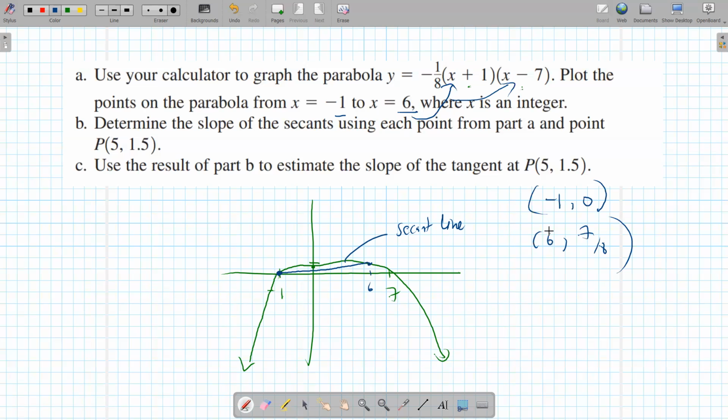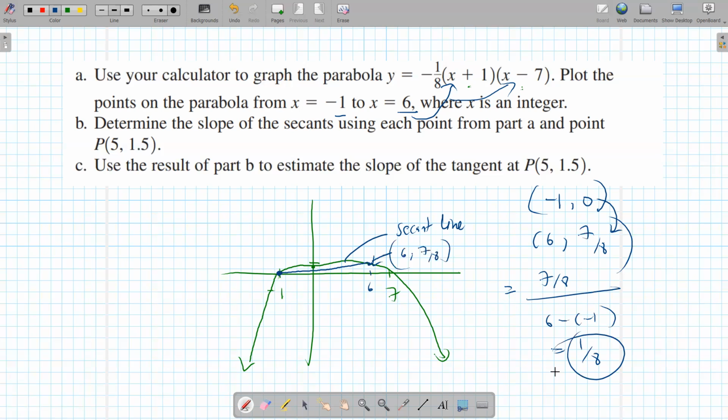What did we do? We just found f of 6, which is this point up here. That point is 6 comma 7/8. How do you find the slope between 2 points? You subtract the x and y values. Yeah, it's going to be rise over run. So the rise is going to be the y, so we have 7/8, and run is going to be 6 minus -1, like that, right? So 7 divided by 8 divided by 7, the answer is 1/8, and that's the slope of the secant line.